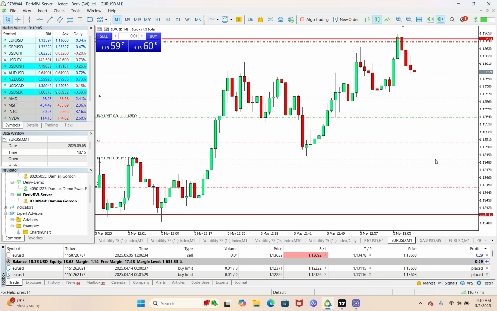Oh, sellers and buyers at it. Buyers are supporting, sellers are resisting. Sellers trying to make a push to the downside. Buyers will have none of it. Sellers taking it down a bit further. Sellers with the next push to the downside. Buyers are holding out. Sellers are pushing down. 41 cents in profit.